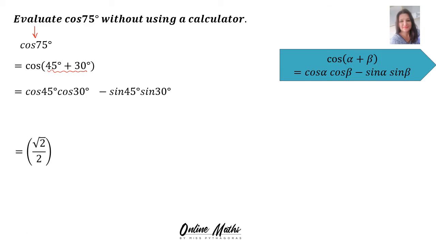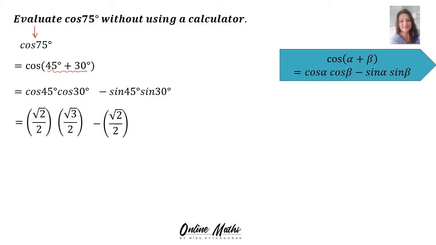And then cos 45 is root 2 over 2. And remember, although the question says without a calculator, nobody will know. As long as there's no decimals, root 2 over 2 is the answer. Cos 30, root 3 over 2, minus root 2 over 2 for sin 45, and sin 30 is a half. And then on the numerator, you can say root 2 times root 3 is root 6 over 4, minus root 2 over 4, and you can write it as one thing: root 6 minus root 2 over 4.